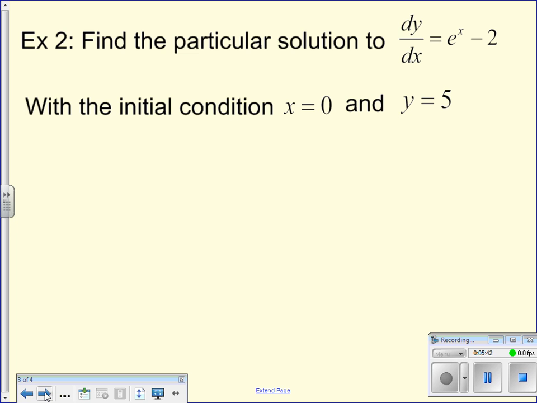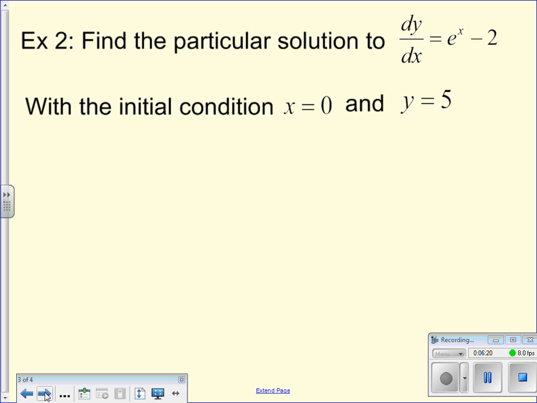Find the particular solution. Slightly different problem, same basic idea. Find the particular solution to dy/dx equals e to the x minus 2, with the initial condition x equals 0 and y equals 5. That means we're looking for the antiderivative, the original equation that gives us that derivative that passes through the point (0, 5). There's only one that passes through the point (0, 5).